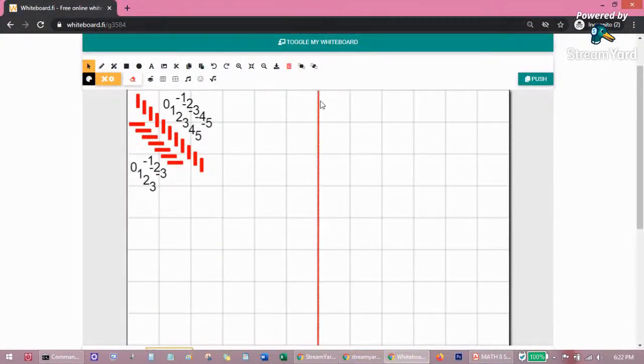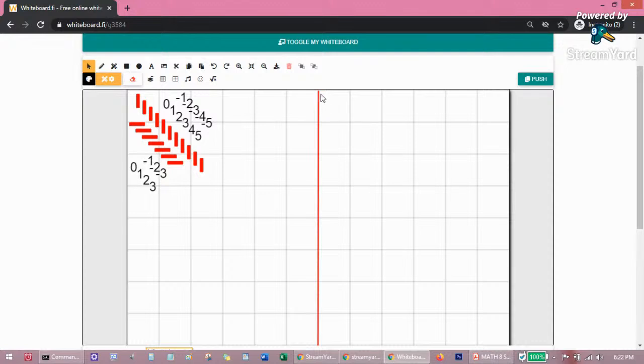So, first, magdodrawing tayo ng vertical line. Vertical, patayo. Kung meron tayong graphing notebook, susundan lang natin yung mga linya. Sa line tayo mag-drawing. Kung walang graphing notebook, kailangan yung mga linya ay pantay-pantay ang layo. Yung distance. Okay?